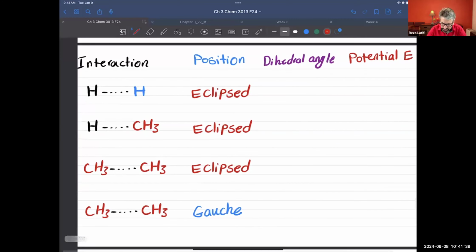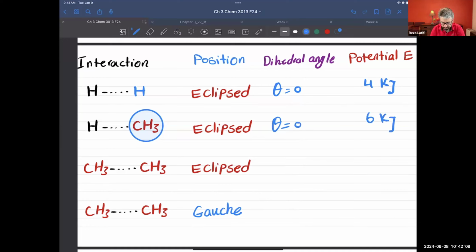If I want to summarize, in the eclipsed position, if you have two hydrogens, the dihedral angle between them is 0, and this costs us 4 kilojoules of energy. If you replace one of the hydrogens by a methyl group, because it's bulkier, you're going to have torsional and steric effect. Theta still is 0, and that costs the system 6 kilojoules. If you have two methyl groups, the system will be unstable by 11 kilojoules.